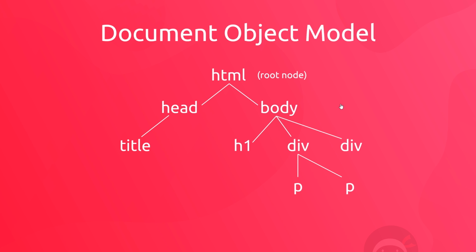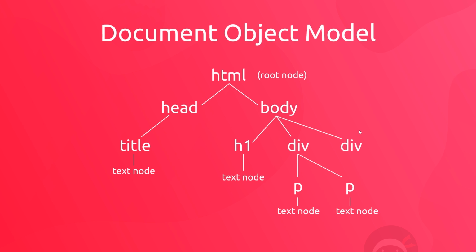The document object model sees our HTML page as this hierarchical tree of nodes, and each one of these elements is considered a node in the DOM. Now this one right here, because it's the very top element inside our document, it's called the root node. Now inside the title, inside the H1 and the P, we might have some text. Now they are also considered nodes. These are text nodes and these are element nodes.